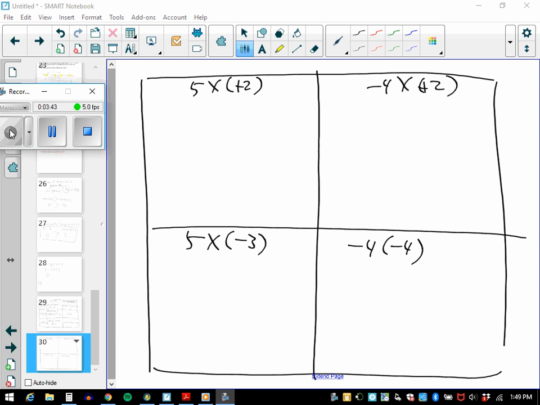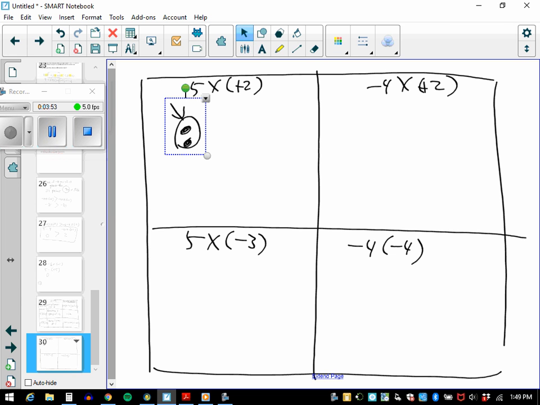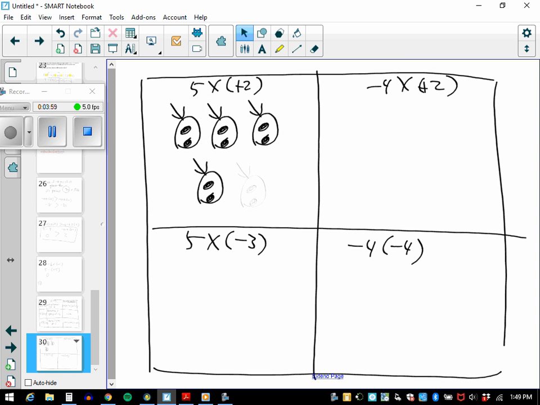Okay, your last one gives you 4 different types of things to model using integer chips. This is adding 5 groups of +2. So since this is +2, if I put an arrow in like that, that's 1 group of +2. Now I can cheat, you can't. That's adding 2 groups, 3 groups, 4 groups. That is adding 5 groups of +2, and that is your solution.